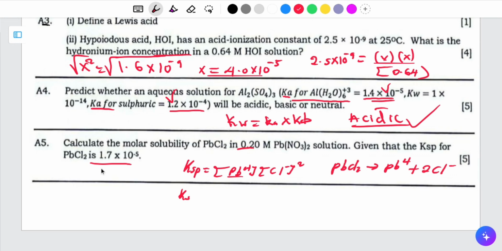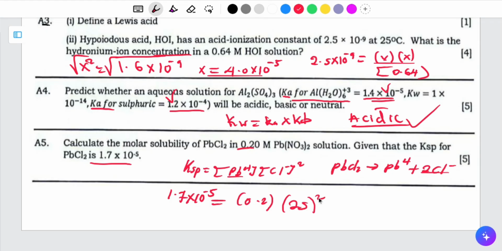So what are we going to have? Ksp here is 1.7 multiplied by 10 to the power negative 5, which is going to be equal to 0.2 plus S if we want, but S is just going to be ignored here. We can just assume that it is less than 0.2. Then, since we don't have the concentration of chloride, I'm going to say 2S. This 2 is coming from the coefficient that we have here, then S for solubility, then to the power 2. So this 2 is the power.